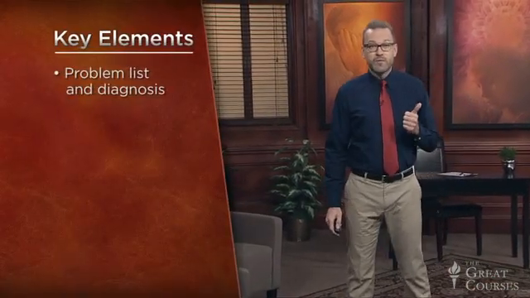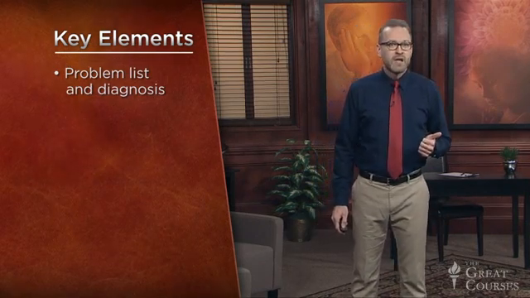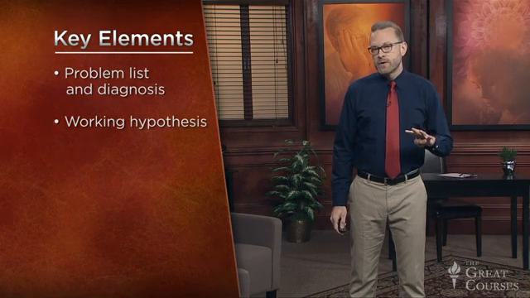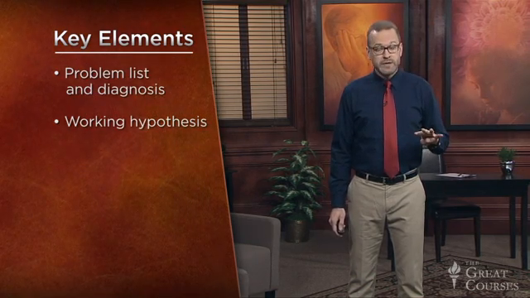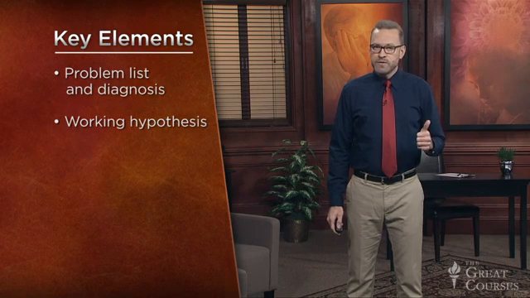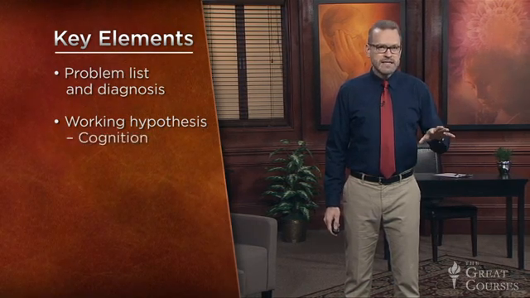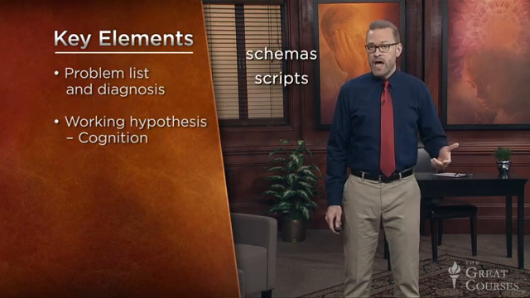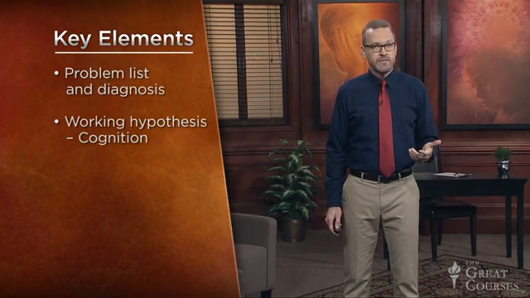But what are the key elements of a case formulation? First, we're going to start with something called the problem list and a diagnosis. Second, we want to develop those working hypotheses, and I think there are 4 important components to remember when creating a working hypothesis. First, you want to look at the role of cognition, and especially deeper cognitive structures, something called schemas or scripts, and we're going to talk a little bit about Beck's cognitive model.